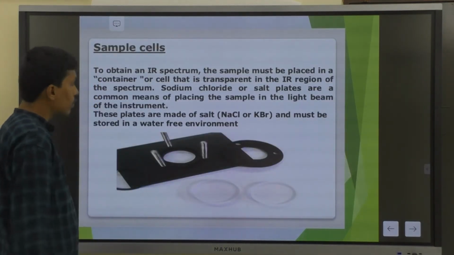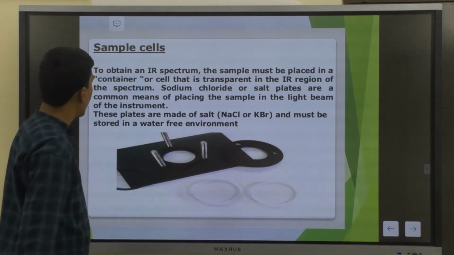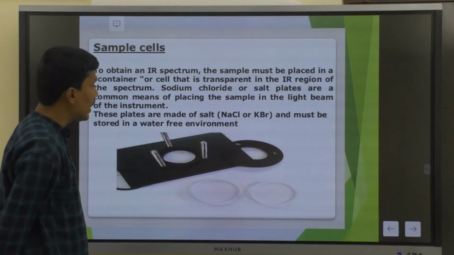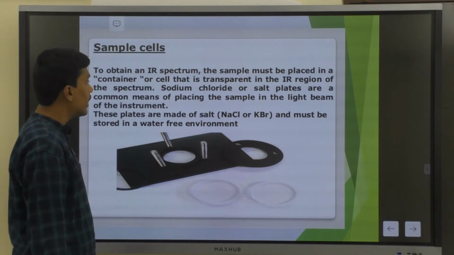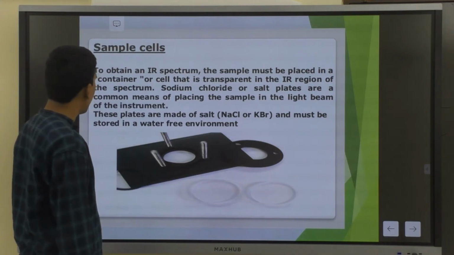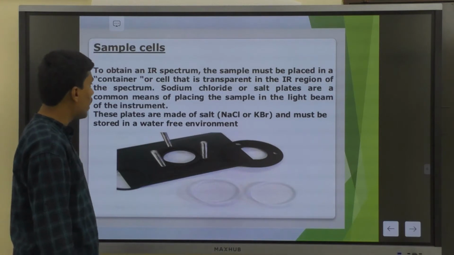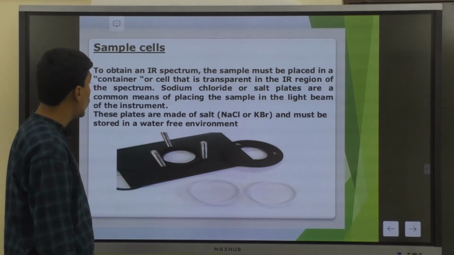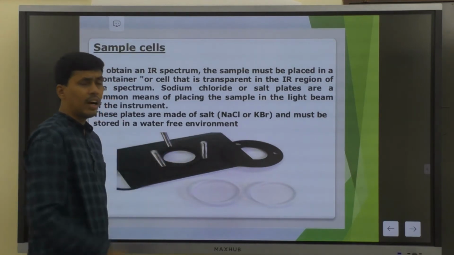So how can you do the IR spectroscopy? You need to use some plates or cell. This is the container. To obtain an IR spectrum, the sample must be placed in a container or cell that is transparent in the IR region of the spectrum. Sodium chloride or salt plates are a common means of placing the sample in the light beam of the instrument. These plates are made of sodium chloride or KBr, potassium bromide, and must be stored in a water-free environment. Okay, this is the cell or container.